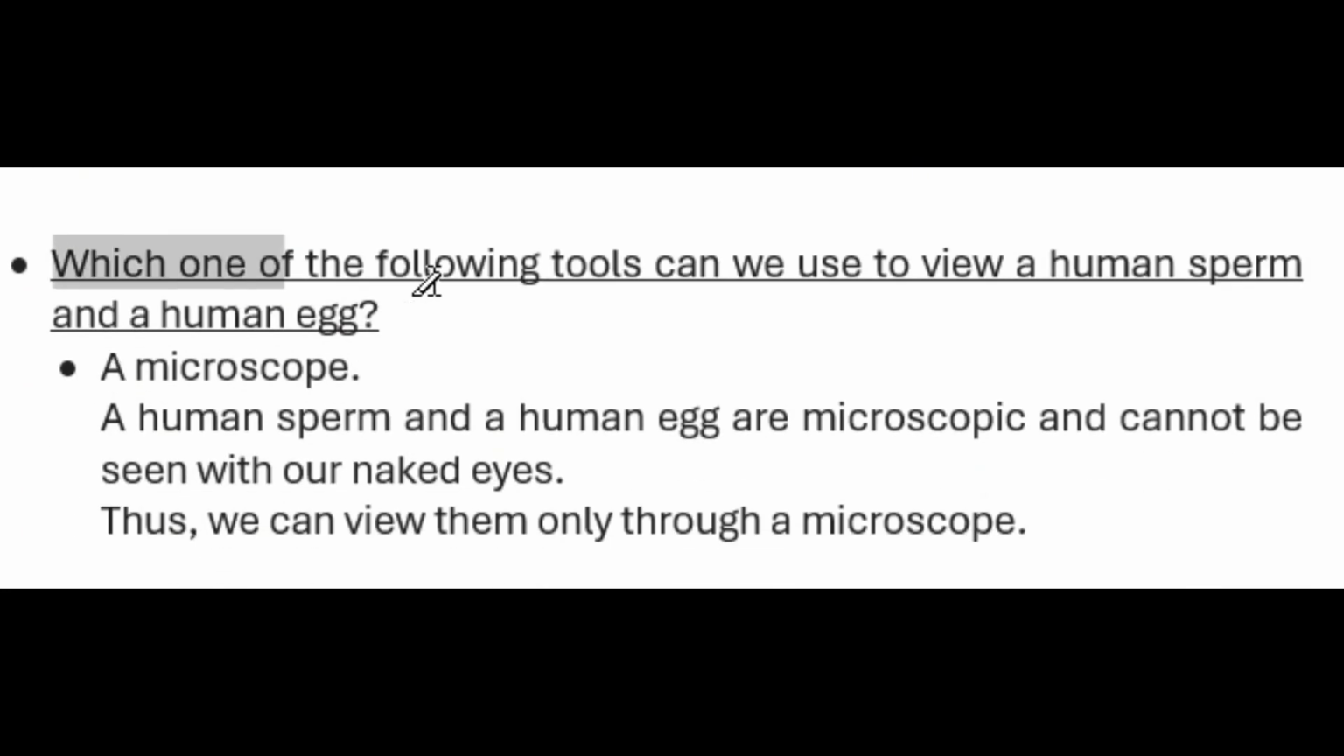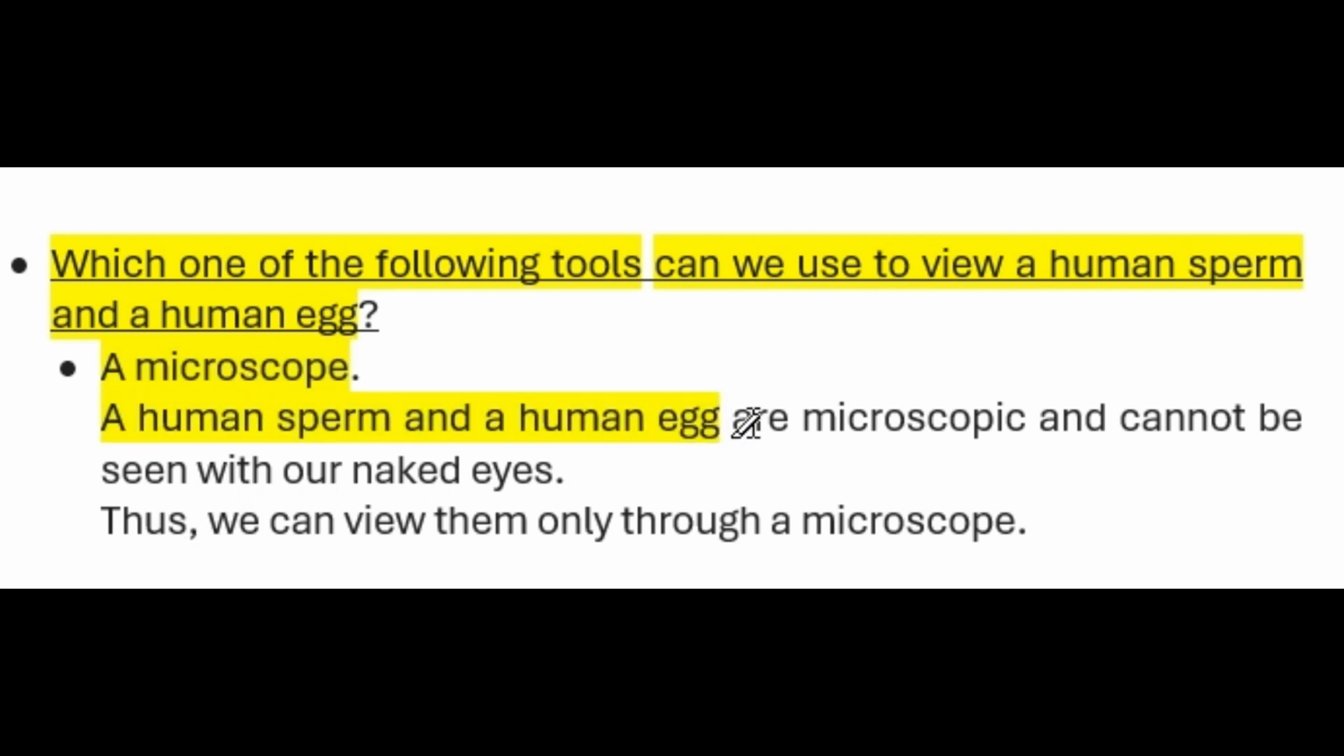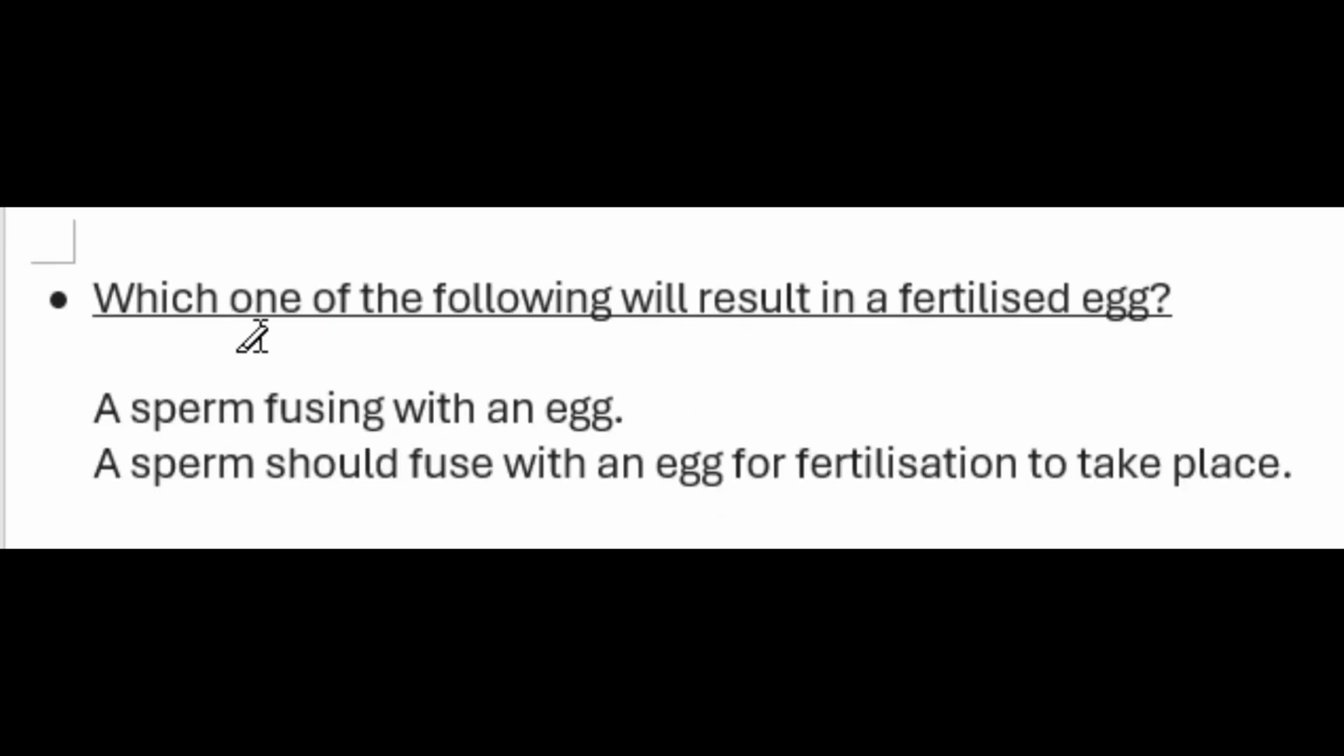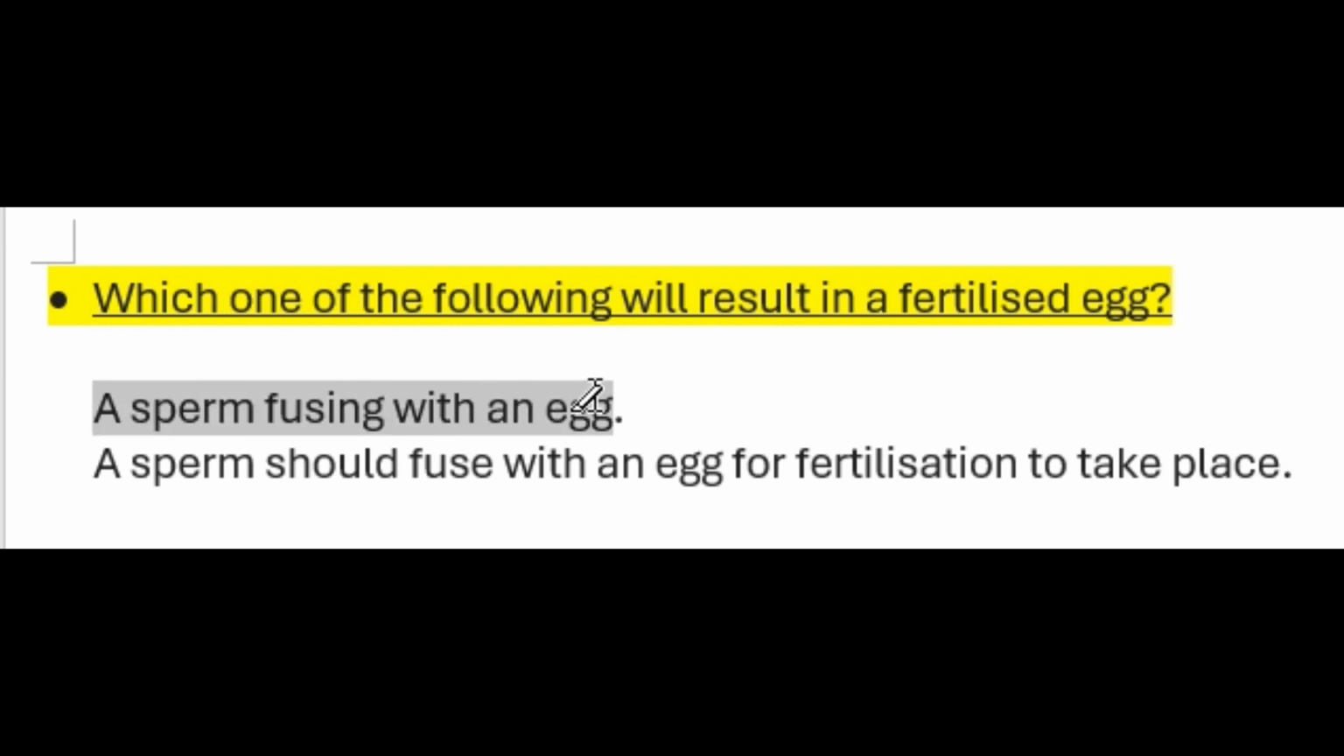Which one of the following tools can we use to view a human sperm and a human egg? A microscope. A human sperm and a human egg are microscopic and cannot be seen with our naked eyes. Thus, we can view them only through a microscope. Which one of the following will result in a fertilized egg? A sperm fusing with an egg. A sperm should fuse with an egg for fertilization to take place.